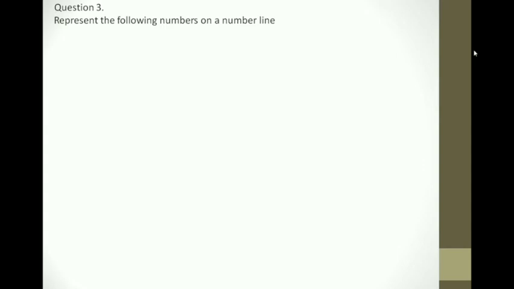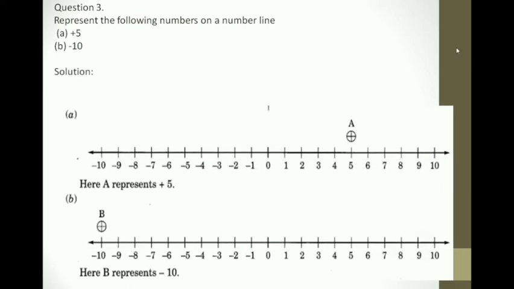Question number 3. Represent the following numbers on a number line. Plus 5, that is positive 5 and negative 10. And the solution is, look at here. This is our number line and this is here 0. And on the same distance we are going to draw here vertical lines which are numbered as 1, 2, 3, 4, 5, 6, 7, 8, 9, 10.